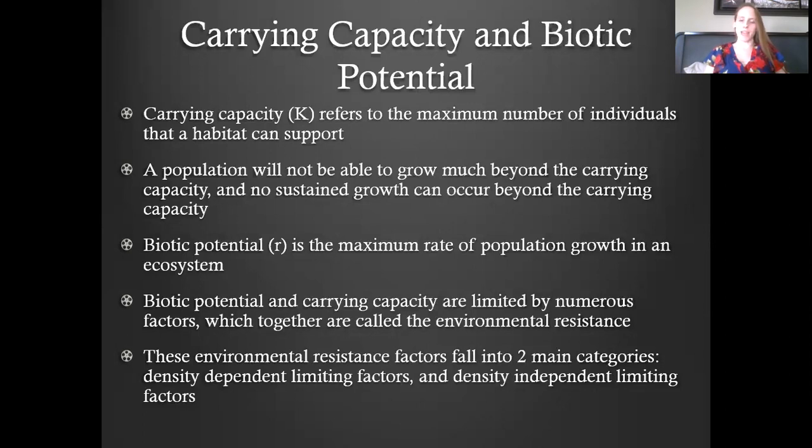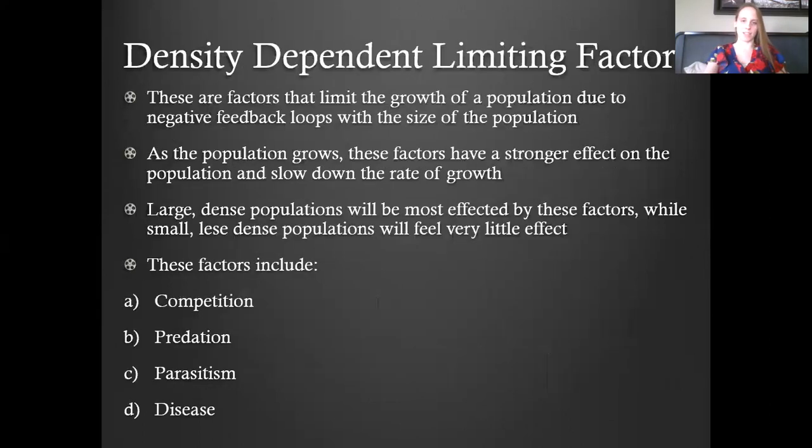Both biotic potential and carrying capacity are limited by a bunch of different factors, and all of those factors are called environmental resistance, the things that limit how quickly a population can grow and how big it can grow. Those environmental resistance factors fall into either the category of density dependent limiting factor or density independent limiting factor.